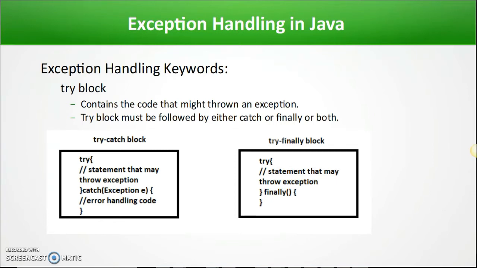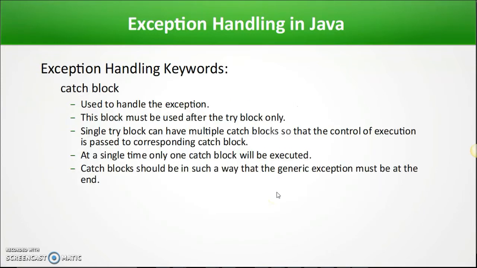It means we can use either a catch block or finally. Here we are using a try block with one single catch block. Under the try block we enclose the particular code where there may be a chance of getting exceptions, so we need to handle this exception under the catch block, the error handling code. This one is the try with finally block. It means here we will see the statement, and this is the finally block.